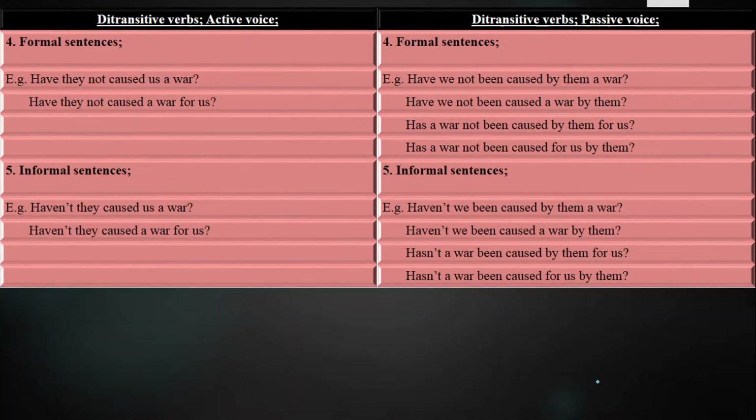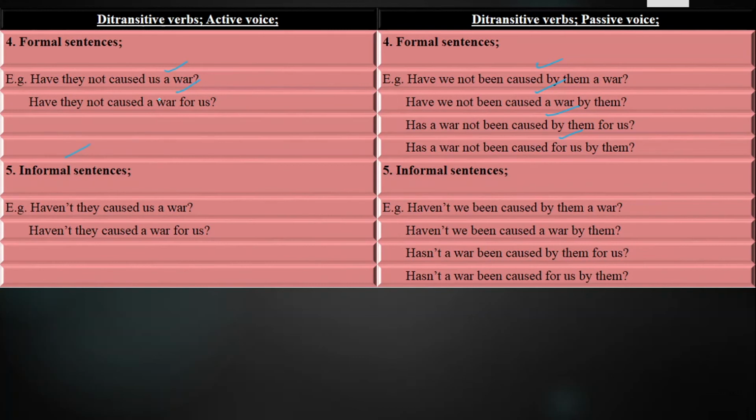Next, we have formal sentences. Their complete name is interrogative negative formal sentences. Those are sentences in which we ask questions, deny the statement, and ask in a formal and polite way. We use them with our seniors, with our elders, and with those whom we are not close with. Have they not caused us a war? Have they not caused a war for us? Have we not been caused by them a war? Have we not been caused a war by them? Has a war not been caused by them for us, and has a war not been caused for us by them?